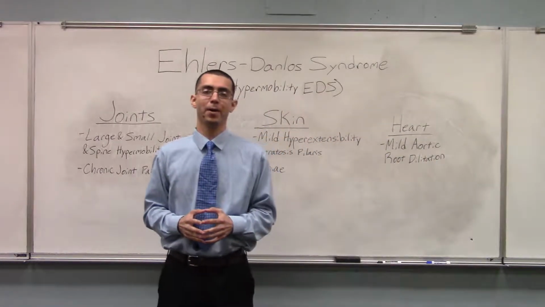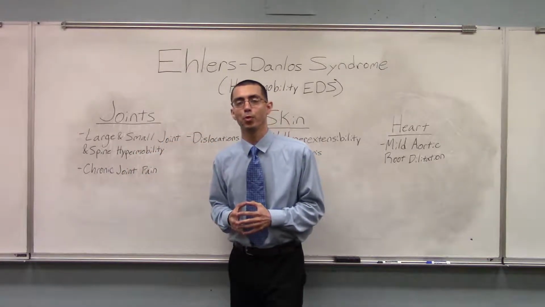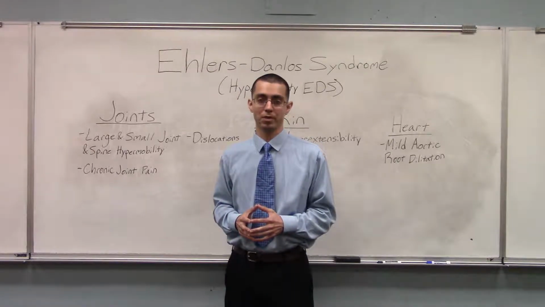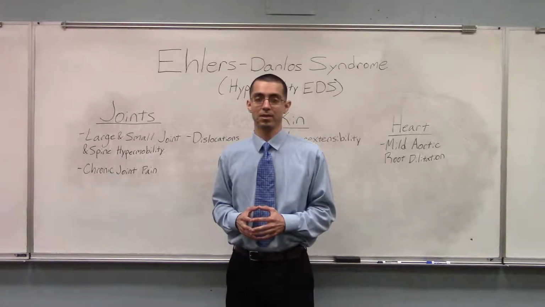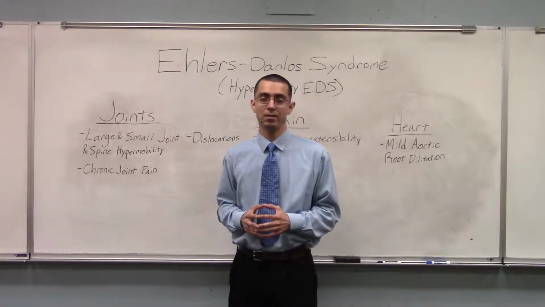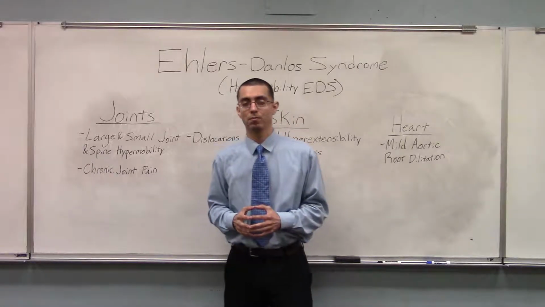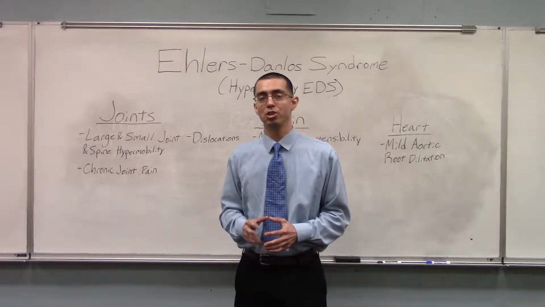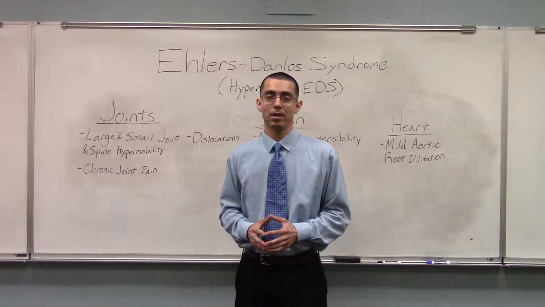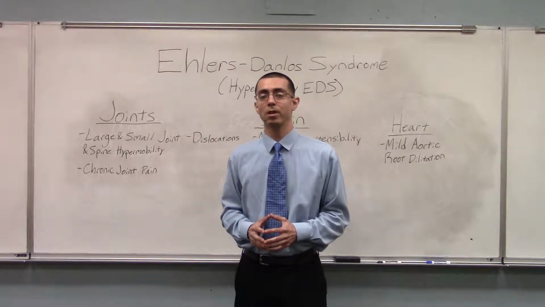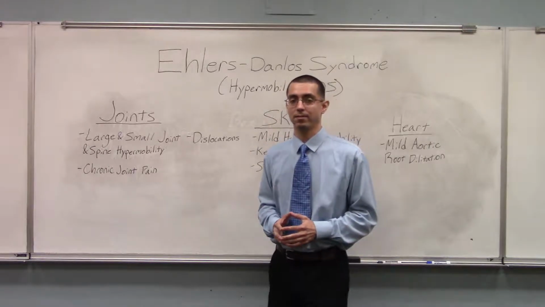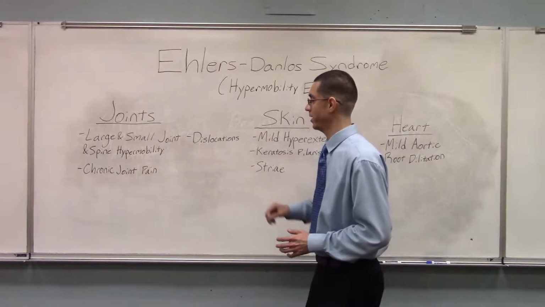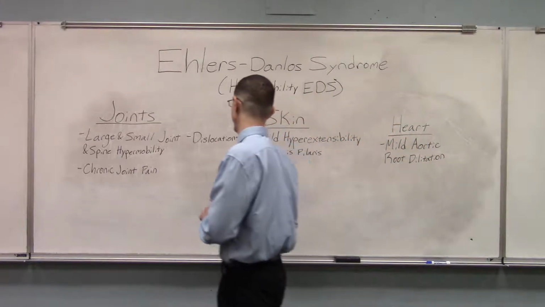Let's talk about what can happen to the joints in a patient with hypermobility EDS. The patient may present with large and small joints and spine hypermobility, chronic joint pain, and joint dislocations. If you can recall, in our classic EDS lecture, we mentioned 3 major joints that are most commonly subluxated in classic EDS. Those same joints are most commonly dislocated in hypermobility EDS.